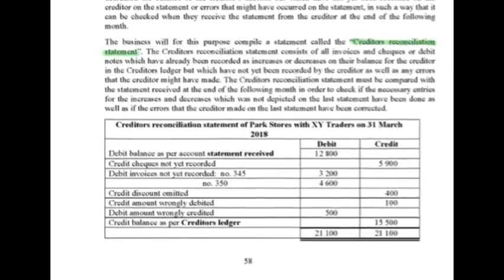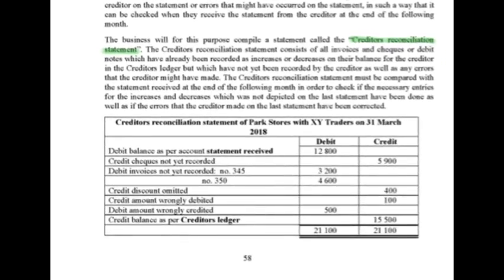So creditor's reconciliation statement consists of all invoices, checks or debit notes which have already been recorded as an increase or a decrease on their balances for the creditor in our ledger account, but which have not yet been recorded in the creditor's records. So in other words, it's something that appears in our books, but it does not appear on the creditor's statement yet, or any errors that the creditor might have made.